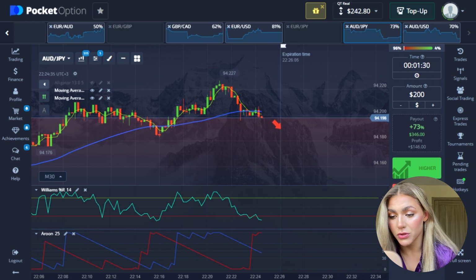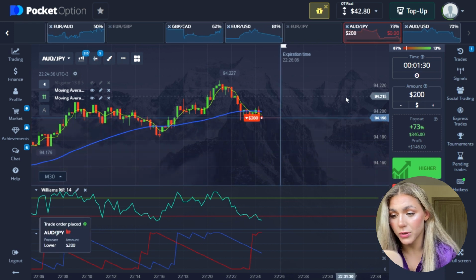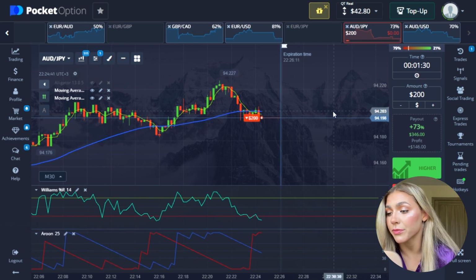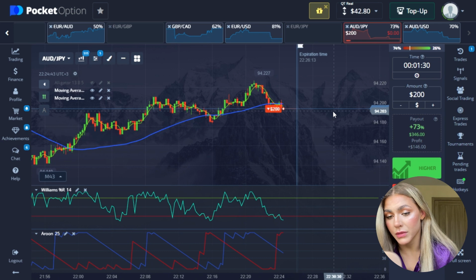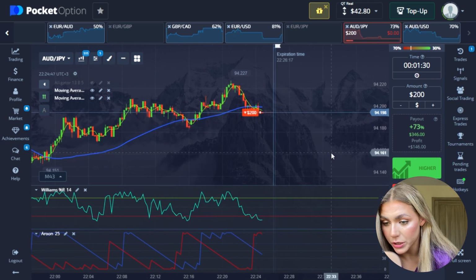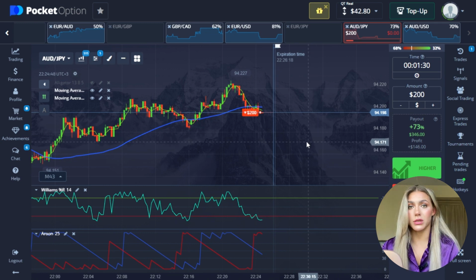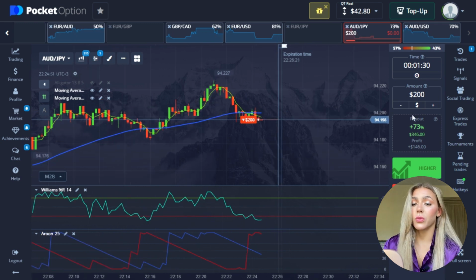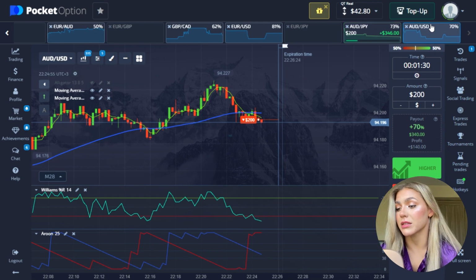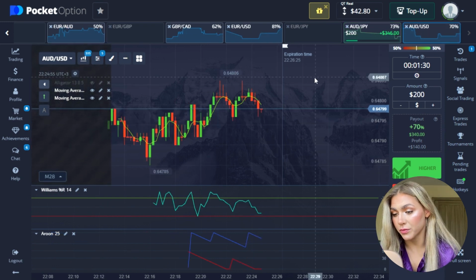Okay, let's get back to trading. I've just opened a $200 drop deal on Australian dollar/yen. This time around, the green moving average crossed the blue one from the top downwards. That's a sign prices will take a dive. Williams is in the oversold zone, while the Aroon indicator's red line is maxed out at 100.